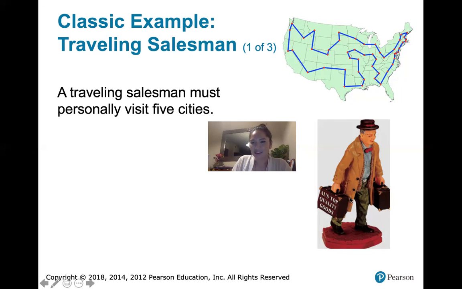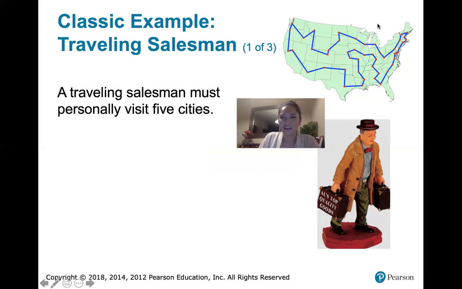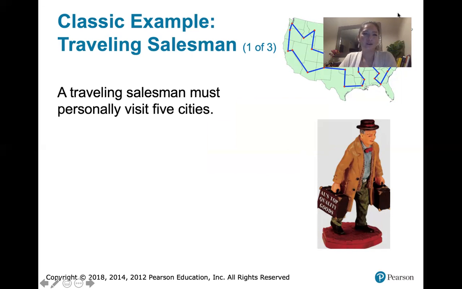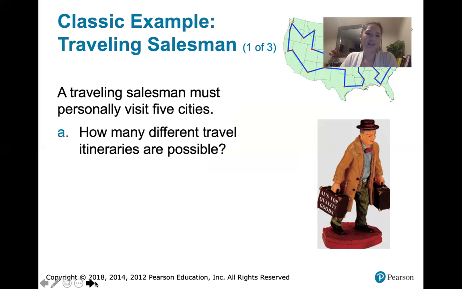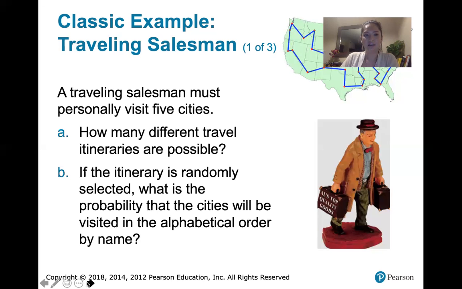We've got our little traveling salesman here on the right as well. I don't know if that's even appropriate anymore. I don't even know if there are traveling salesmen these days, but this is a classic problem in combinatorics. So let's say we've got a traveling salesman, and he has to personally visit 5 cities. The first question is, how many different travel itineraries are possible? So how many different ways could he visit all 5 of those cities? And then the second question is, if the itinerary is randomly selected, what is the probability that the cities will be visited in alphabetical order by name?